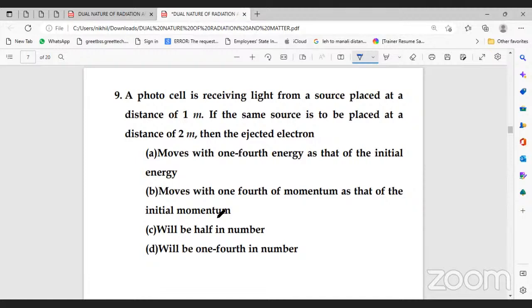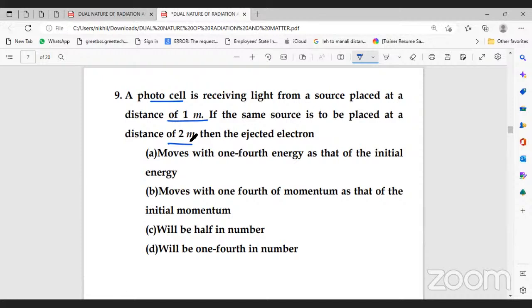There is a photocell that is receiving the light from a distance of 1 meter. The same source is going to be placed at a distance of 2 meter. Then the ejected electron will have what? We can discuss that in terms of number or whatever you want.